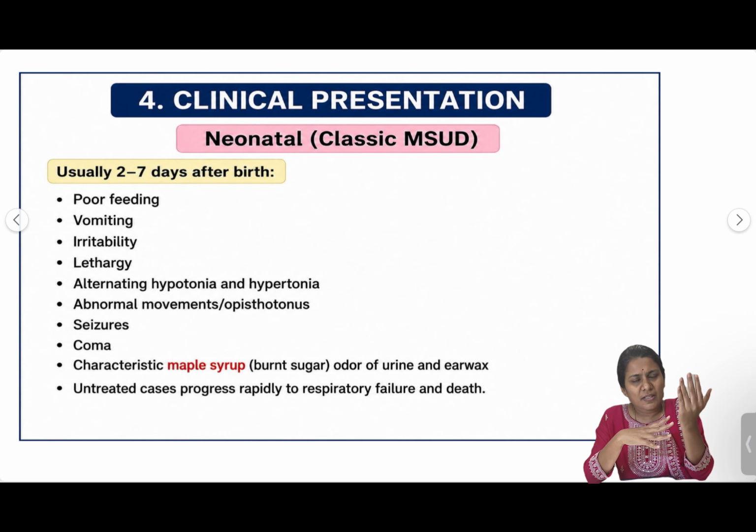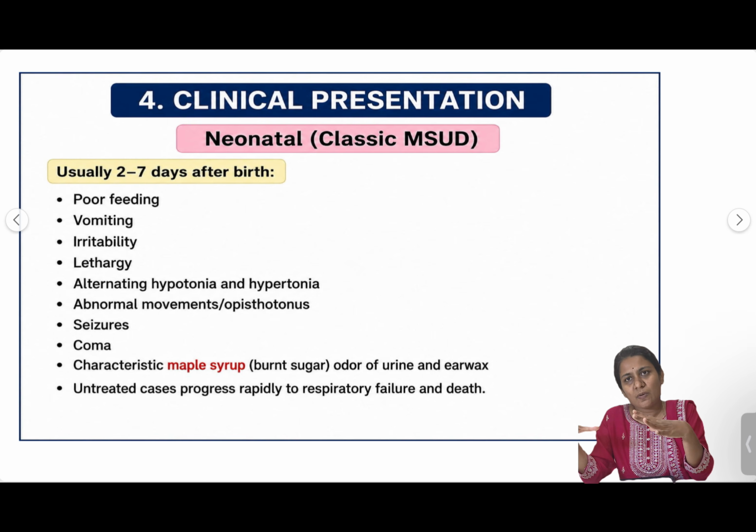Because the enzyme activity is very low, less than 2%, in most of the IEMs, for example MSUD, usually the baby will be fine for about 48 to 72 hours after delivery. On the third or fourth day, the baby will come with encephalopathy, poor feeding, and vomiting. Why? Because immediately after delivery, when the mother starts breastfeeding, these toxic metabolites accumulate.